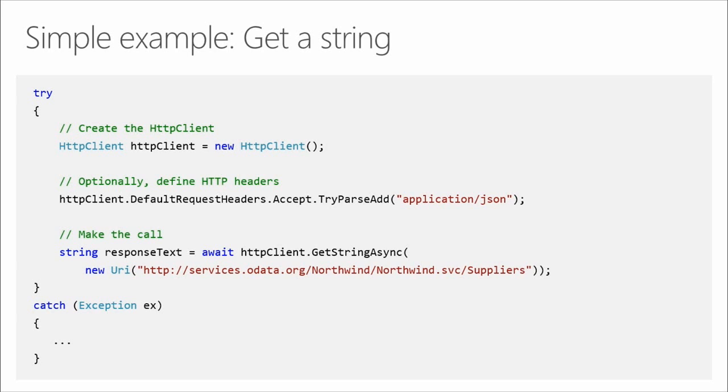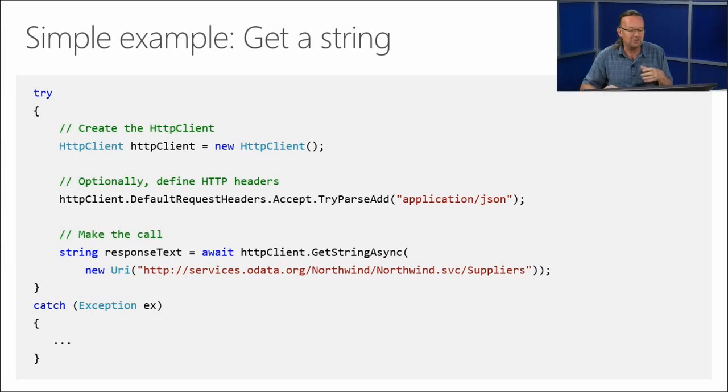This is the simple way of doing it. You new up an HTTP client. You can set some request headers. This is really nice: there are strongly typed request headers now. So you can do HttpClient.DefaultRequestHeaders.Accept, or all the other headers as well, .TryParseAdd, and it will check that the string you're passing in is appropriate for that header. So that's a nice way of avoiding errors in setting headers.